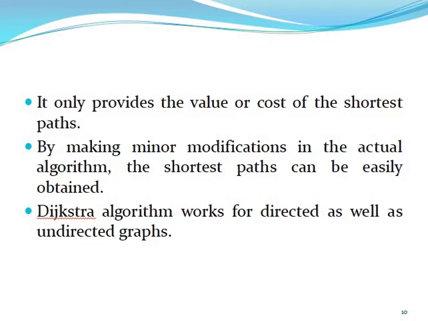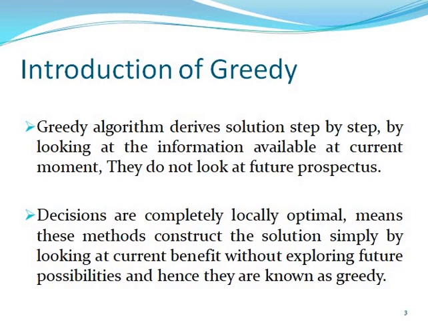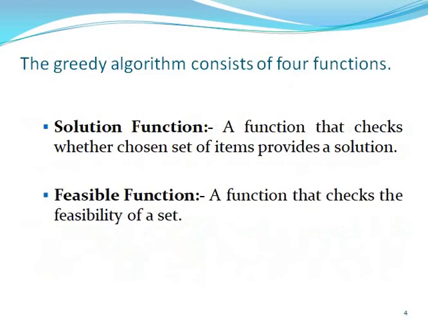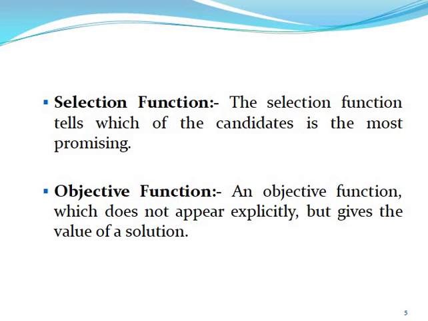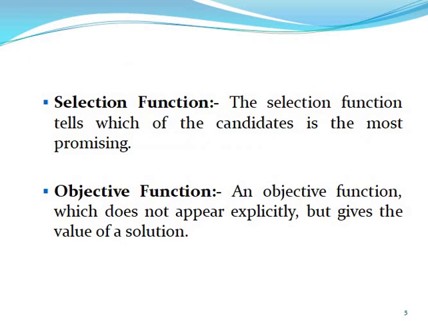So we can show what the greedy algorithm is. The greedy algorithm works for the current situation or current moment, not the future perspective. And what are the functions or characteristics of the greedy algorithm? It has a solution function, feasible function, selection function and objective function. This is the characteristic of the greedy algorithm.